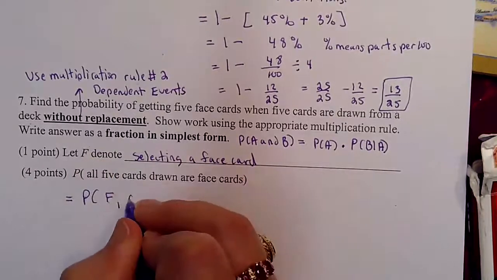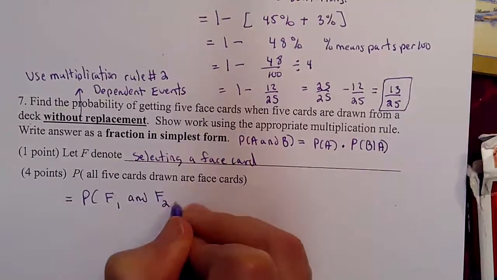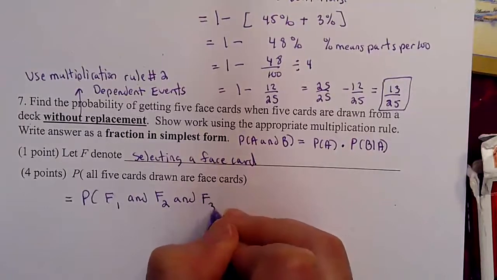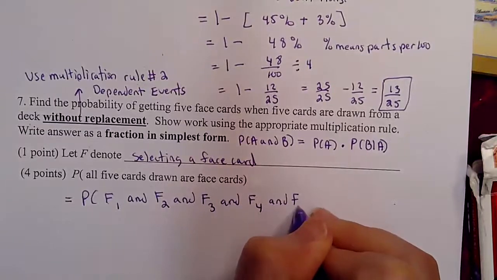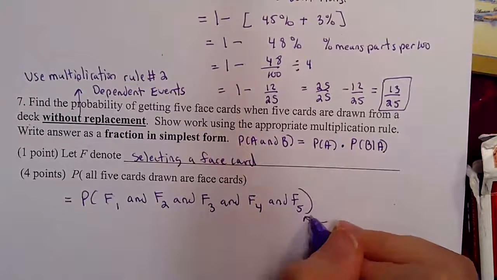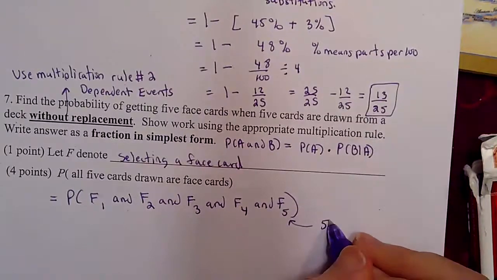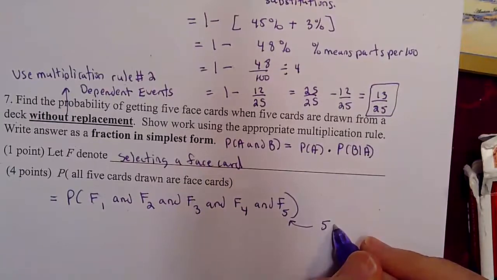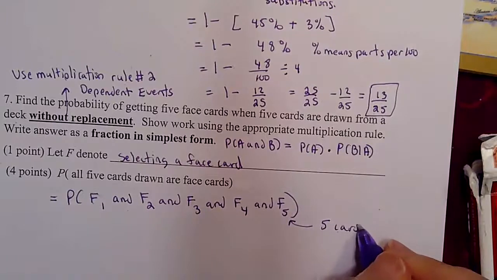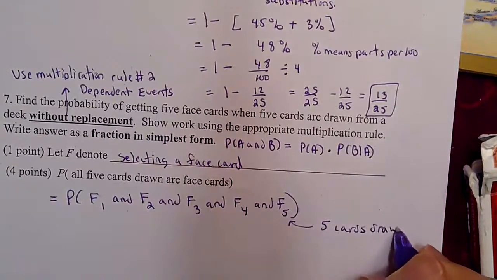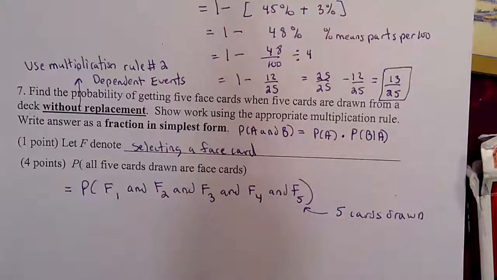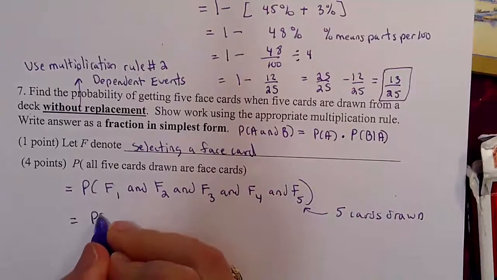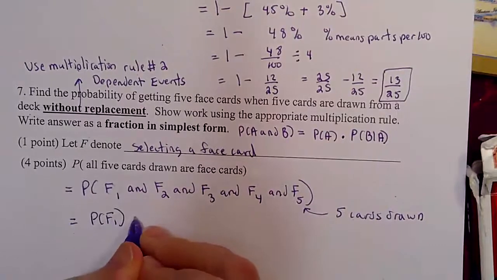This is F1 and F2 and F3 and F4. And then we'll stop at F5. And why do we stop at 5? Because there were 5 cards drawn, right? And this would be randomly drawn. Okay, so then we have probability of F1 times.